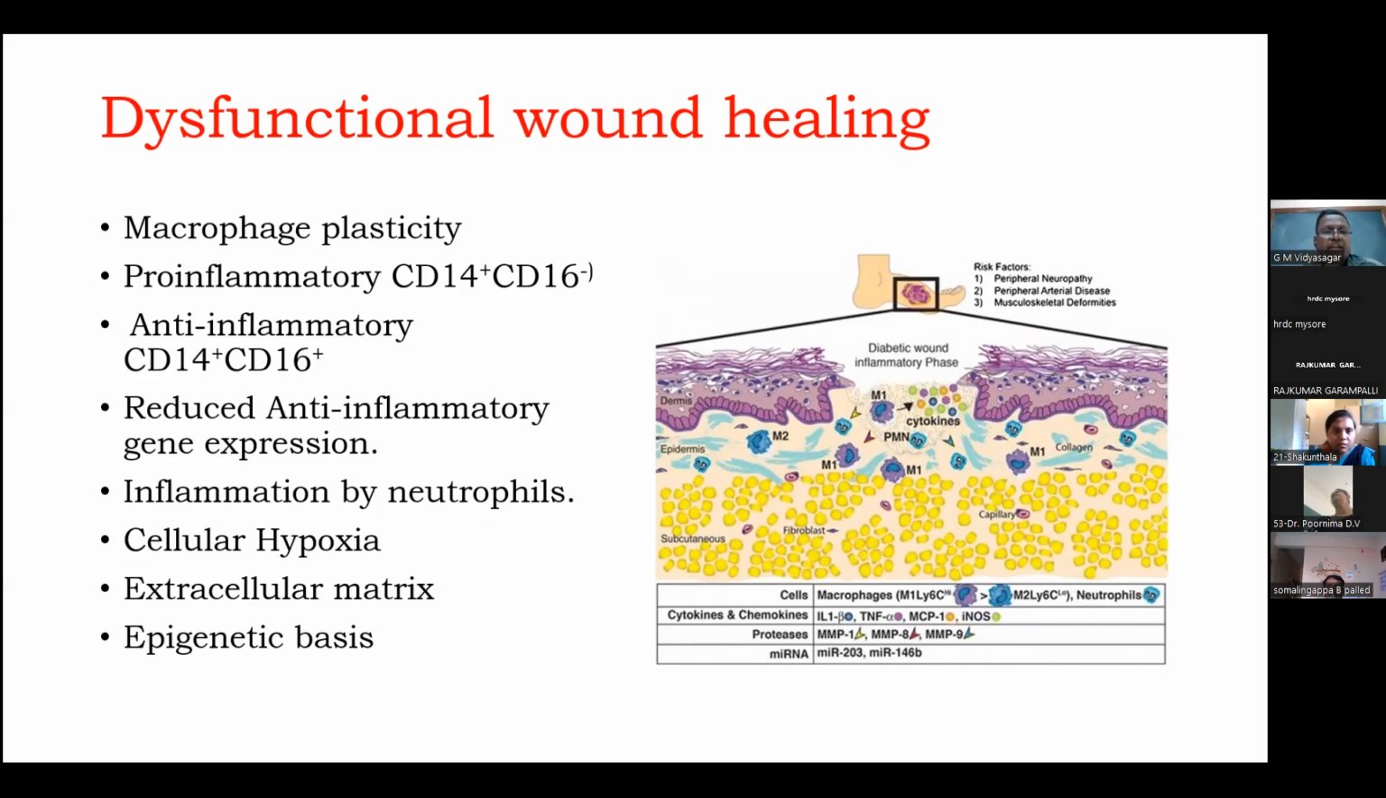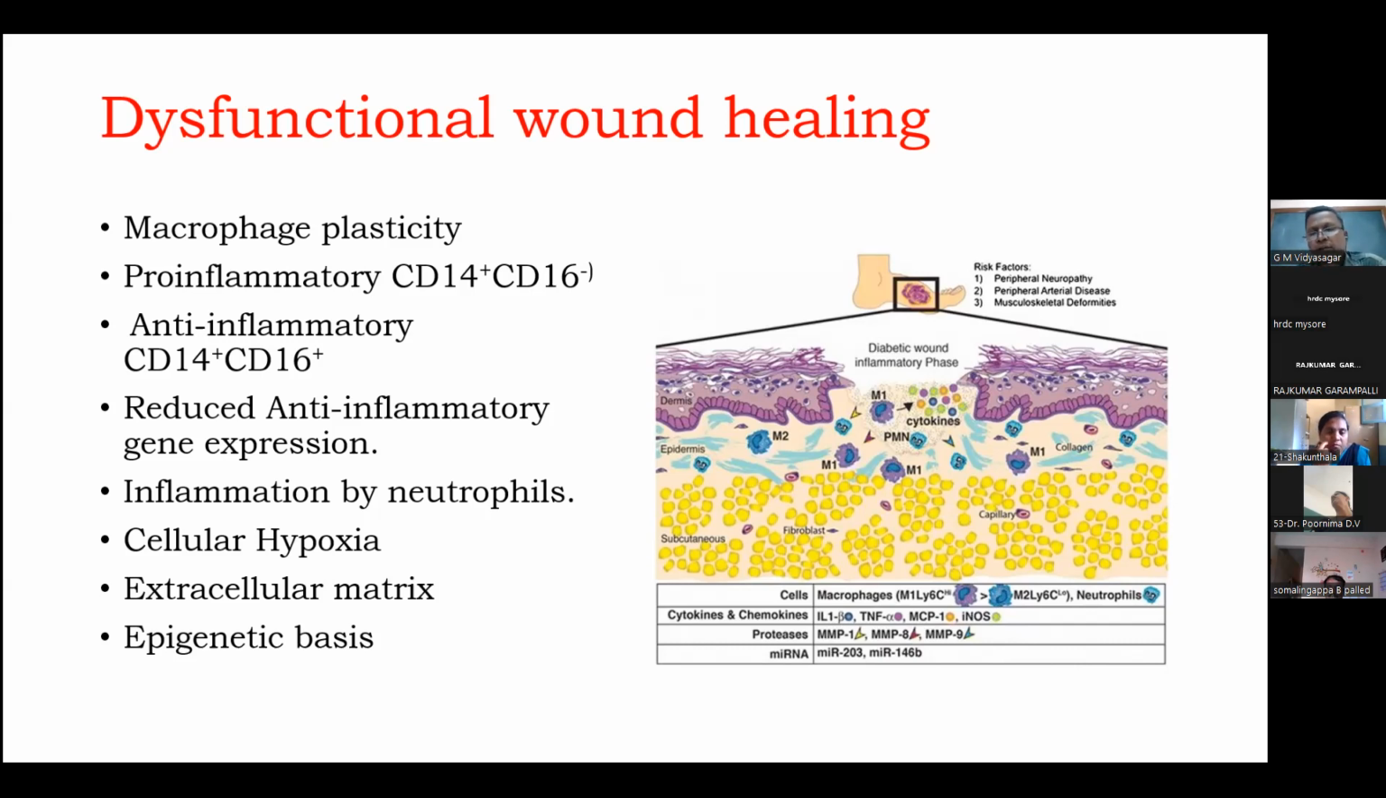And the reduced anti-inflammatory gene expression is also very important. During this stage in diabetes, when glucose level is increased, the anti-inflammatory gene expression is reduced. Similarly, inflammation by neutrophils is also reduced when there is more glucose in the cell. Then cellular hypoxia means more oxygen is used in the particular region, and deficiency of oxygen is seen, and because of the deficiency of oxygen, probably most of the healing mechanisms are disturbed.